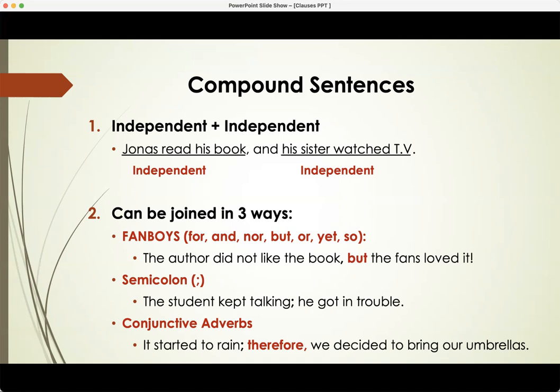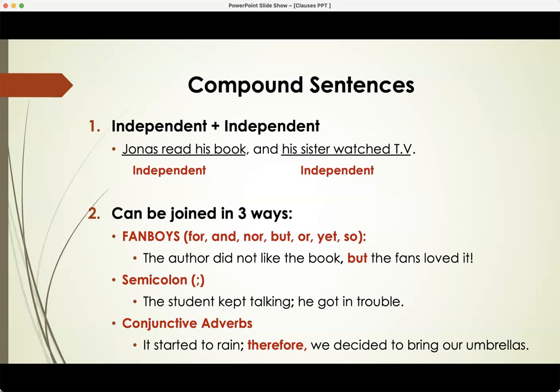Now, why are these connected by a semicolon? Well, he got in trouble because he was talking. So it was a result of the first action. The first action happened, he kept talking. The second action followed as a result, which is him getting into trouble. So those two clauses are cause and effect, and that's why they're joined by a semicolon.